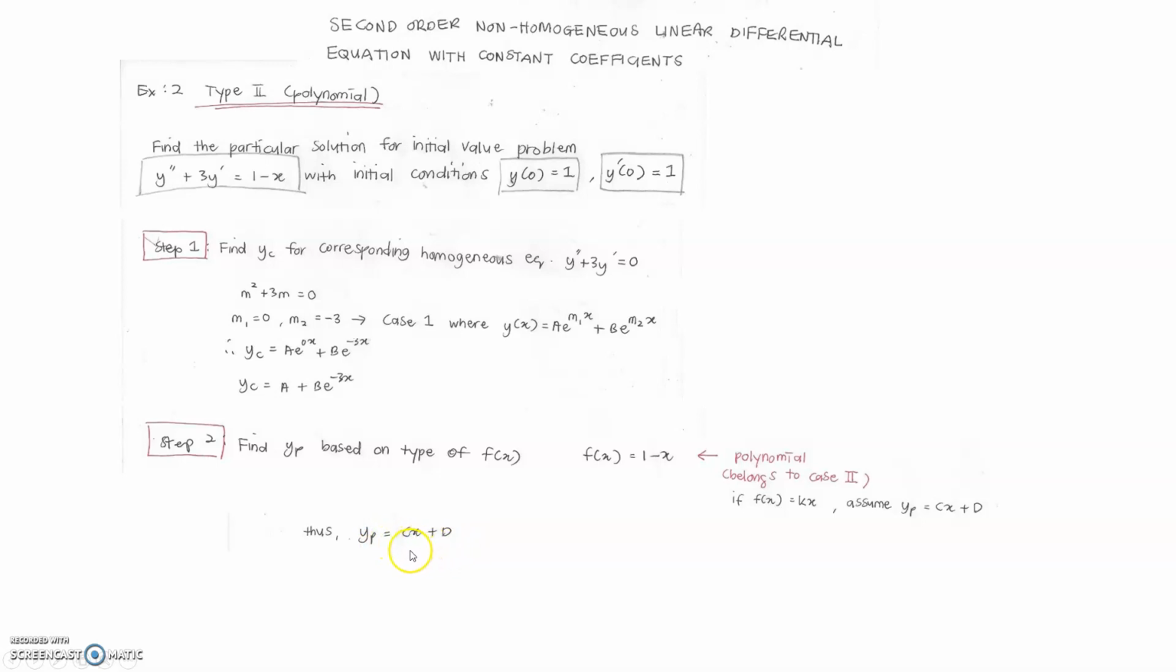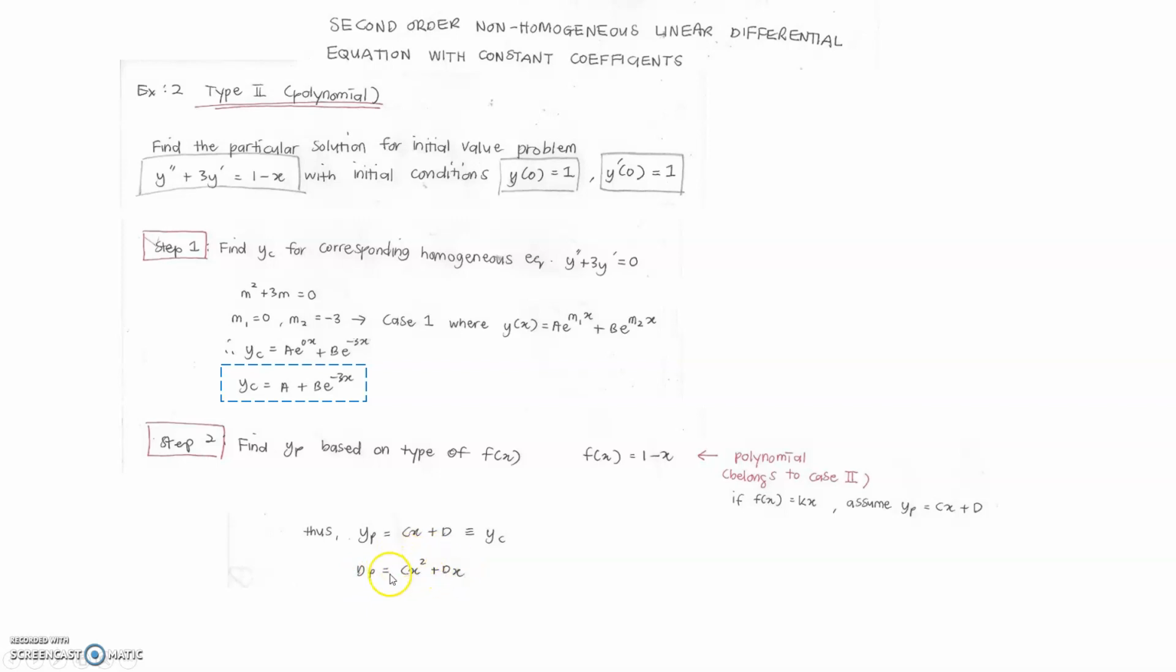Then you need to compare this yp to the previous yc. Let's have a look. Here I have d, here I also have a. So I can consider this yp to have the same pattern as yc. Once it's the same as the yc, I need to multiply yp by x. So yp is equal to cx squared plus dx.